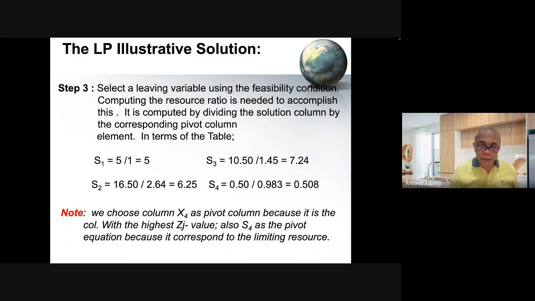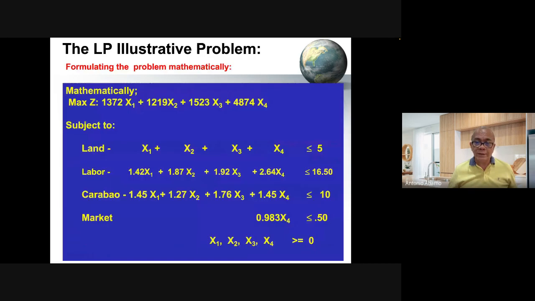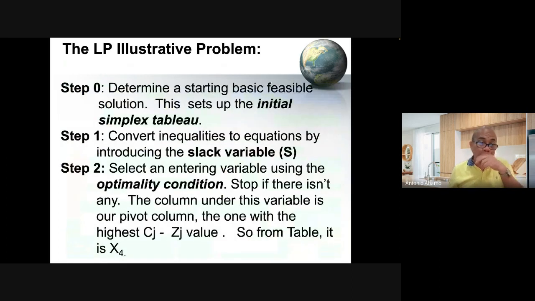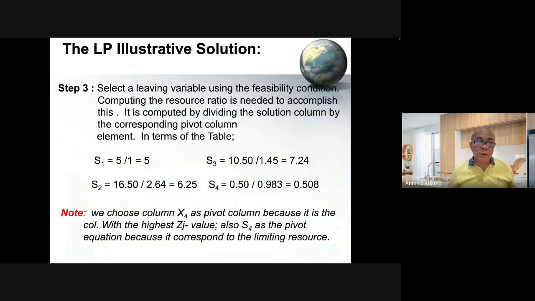These are the initial computations that we have done. Just like this one. After adding in the slack variable here, we will start computing the resource ratio of that pivot column. And then we choose the column X4 as the pivot column because it is the column with the highest Cj minus Zj value. Also S4 as the pivot equation because it corresponds to the limiting resource.